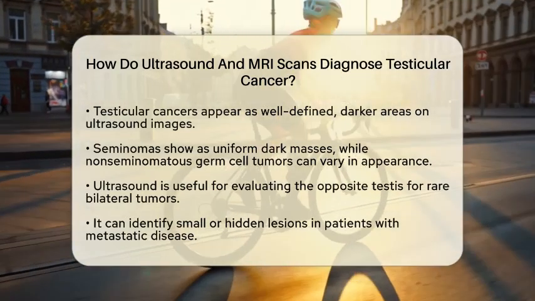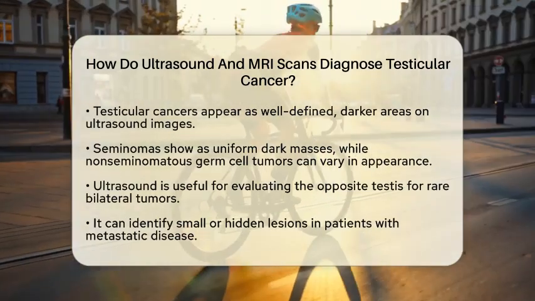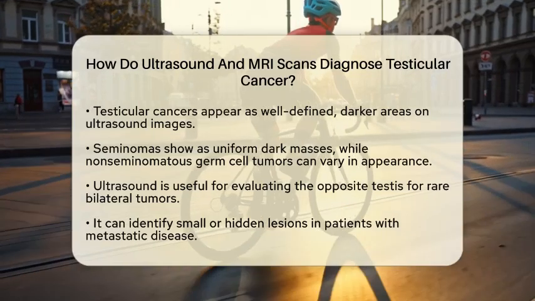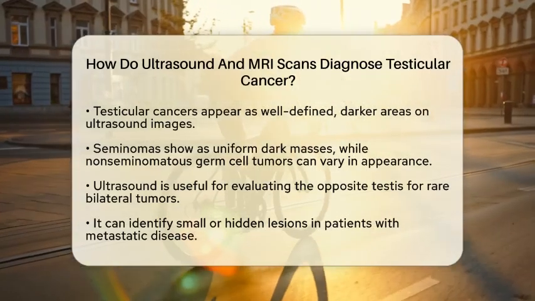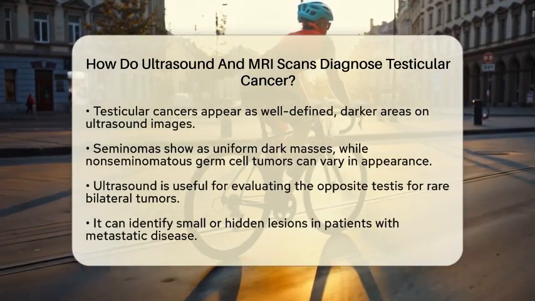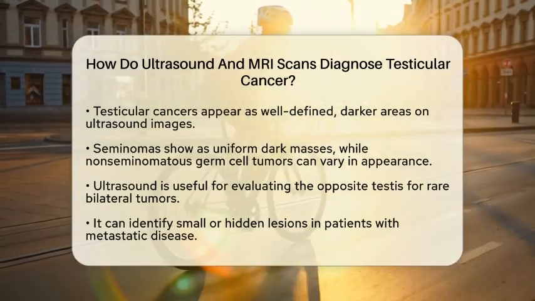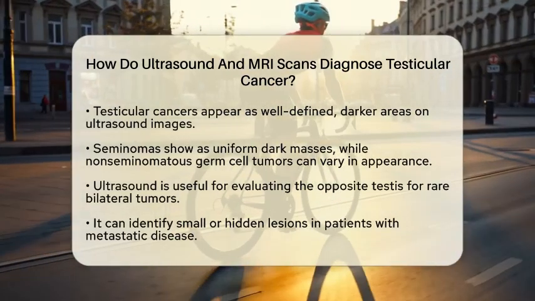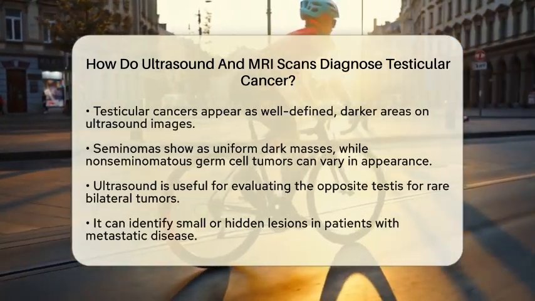Additionally, ultrasound is beneficial for evaluating the opposite testis. This is important because it can help detect rare cases of bilateral tumors. It can also identify small or hidden lesions in patients who may have metastatic disease.